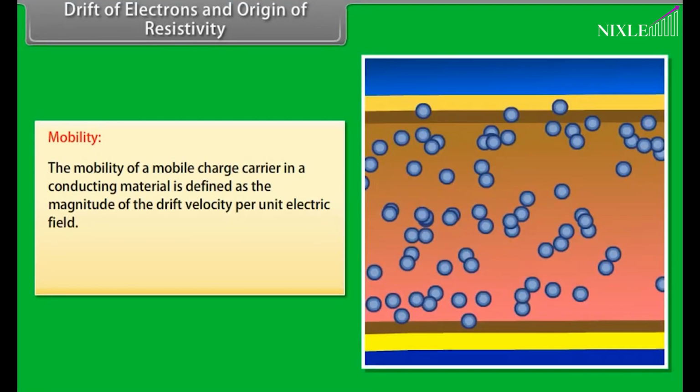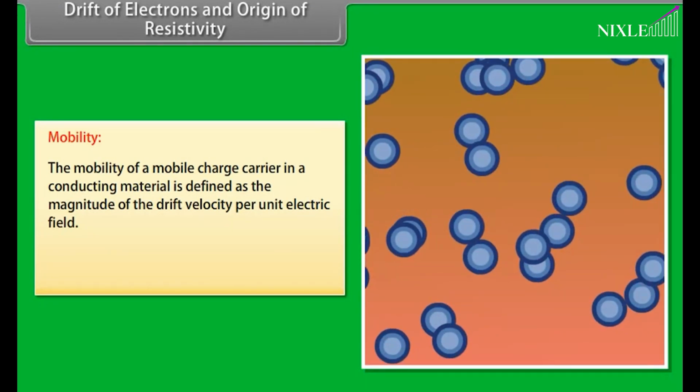Mobility. The mobility of a mobile charge carrier in a conducting material is defined as the magnitude of the drift velocity per unit electric field. Mobility mu is equal to Vd upon E, which is equal to E tau upon m.